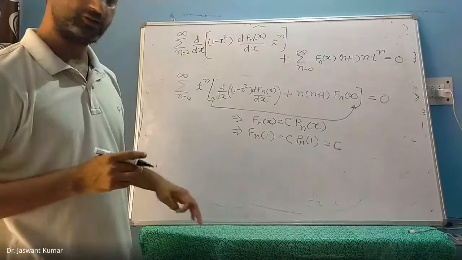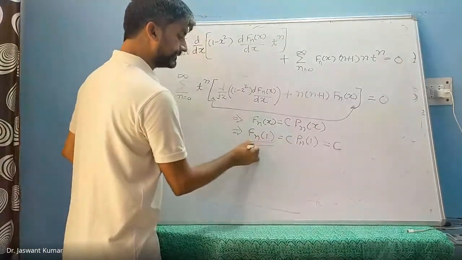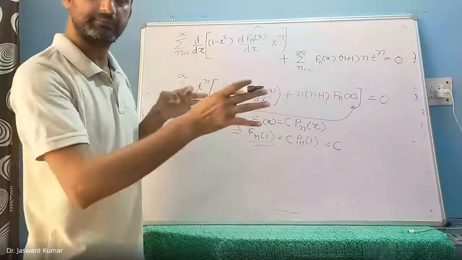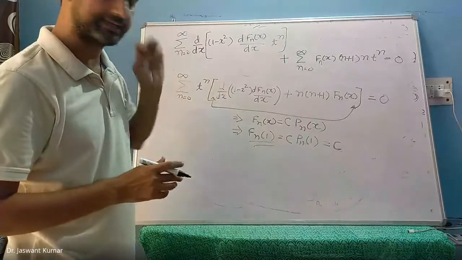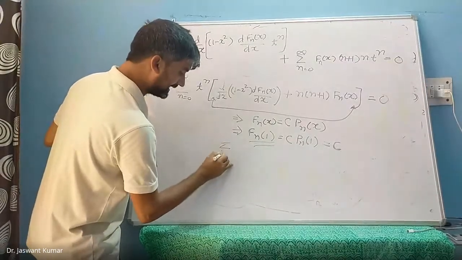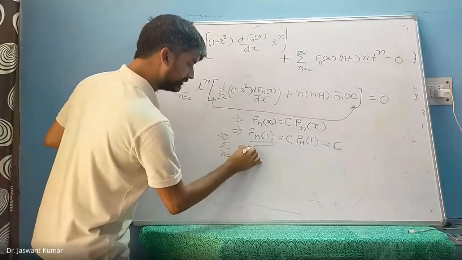So what is the value of c? The value of c is f n of 1. But f n of x is some summation which we are already aware of. What we are aware of is that summation n going from 0 to infinity, f n of x.